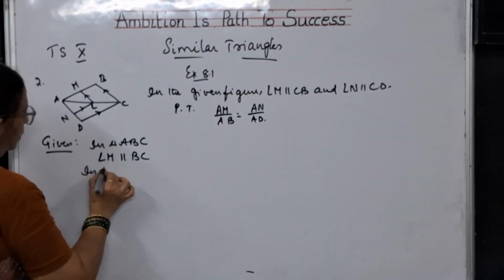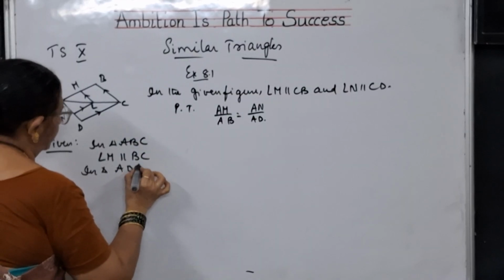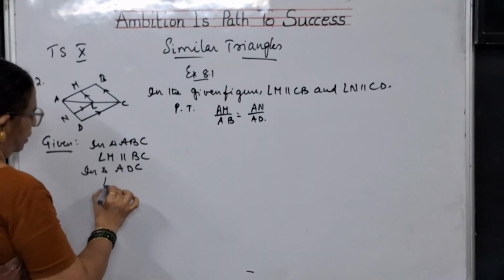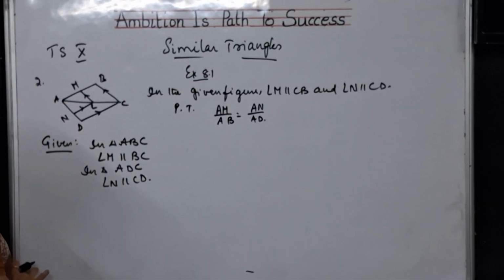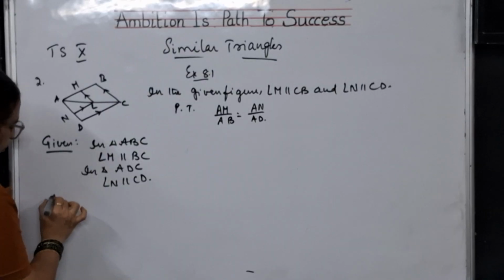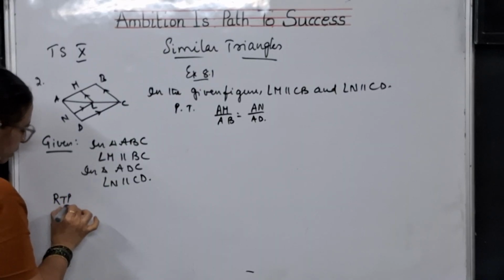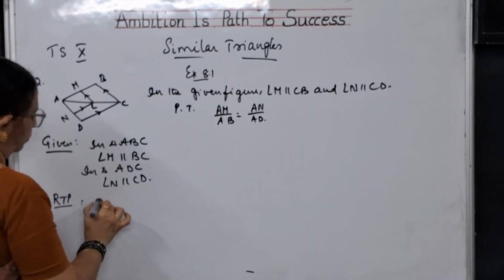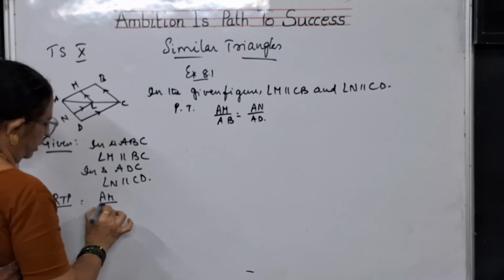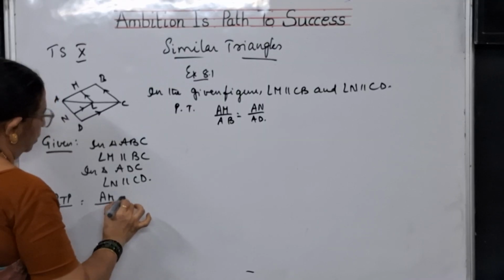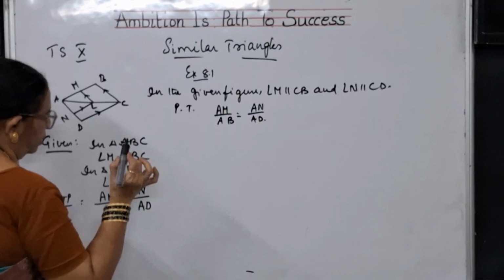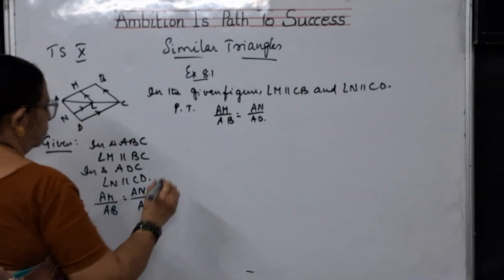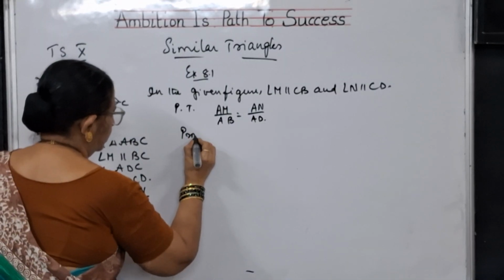Then, in triangle ADC, LN is parallel to CD. This is given to us. Now, we need to prove. What is required to prove? AM by AB is equal to AN by AD. This you have to prove. Now let us see the proof.